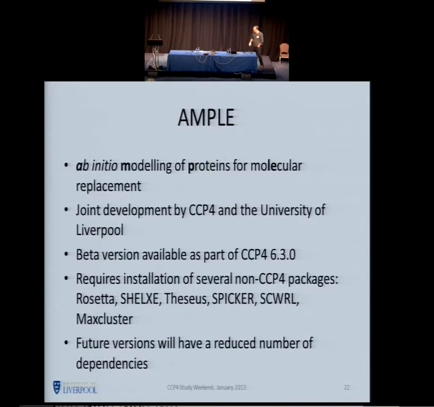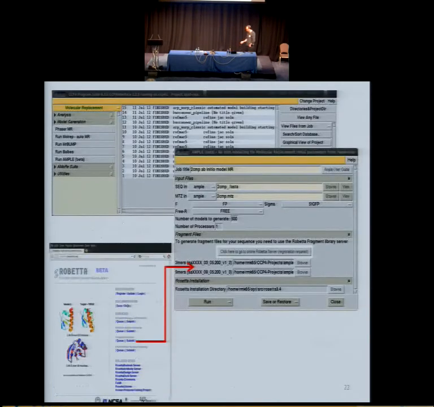Okay, so I'm running out of time. AMPL, that's how it gets its name. It's not as contrived as some you'll see. It's now available in CCP4 in beta form. It requires installation of several non-CCP4 packages, but we're going to try and work to reduce the number of complications for people who are trying to install it. It's also in the GUI, although the GUI does not access absolutely all of the different options that are available. This is still developing and changing, and so there are still things that you can access from the command line, but not from the GUI.